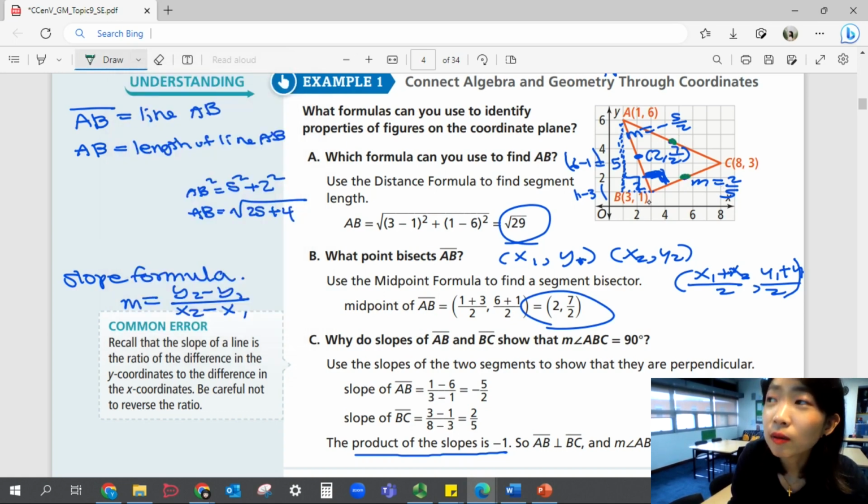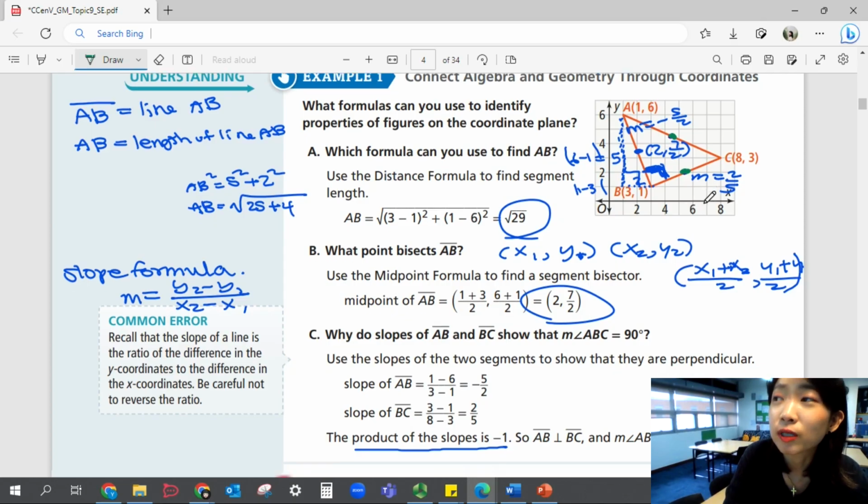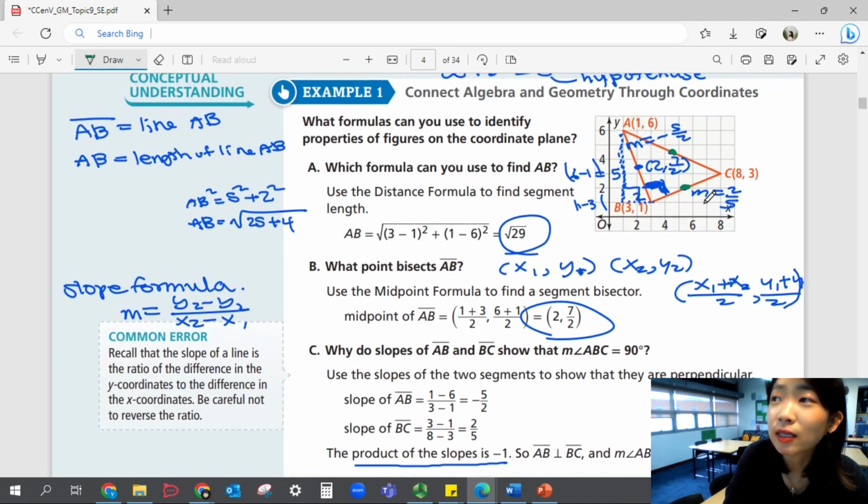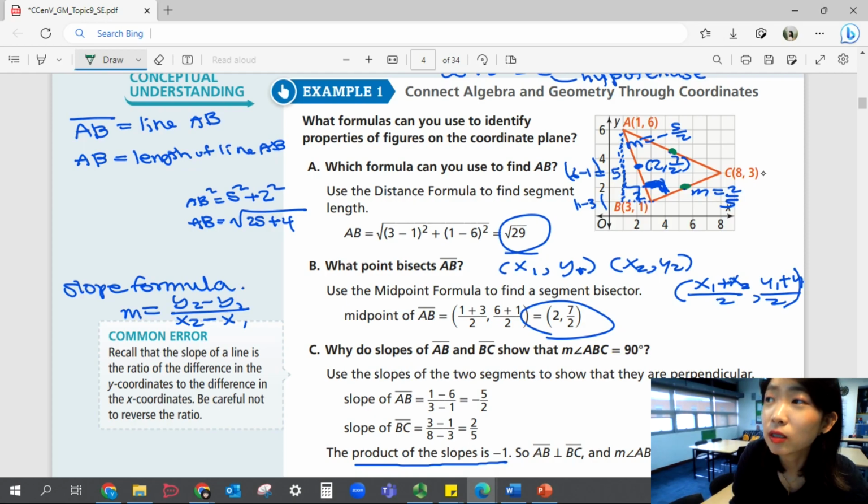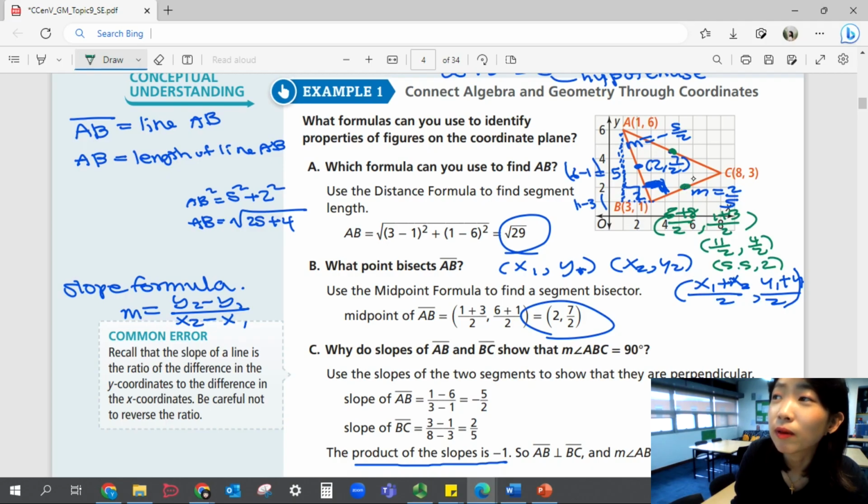Use your points and use the midpoint formula. So your midpoint formula says, using the points, you just add up the x values together, divide by 2, y values together, divide by 2. So 3 plus 8 divided by 2, comma 1 plus 3 divided by 2 is your midpoint, which is 11 over 2 and 4 over 2, which is 5.5, comma 2. Okay, so that's 5.5, comma 2, and that looks about right.